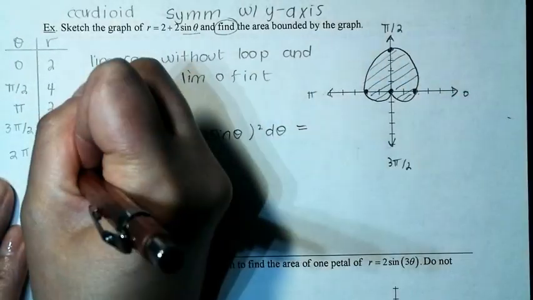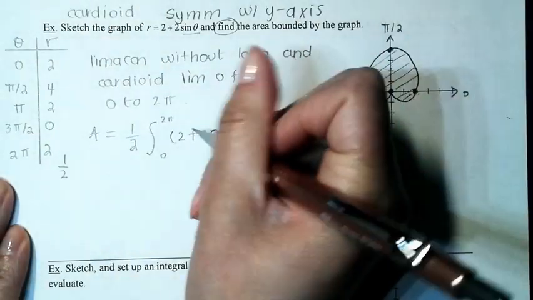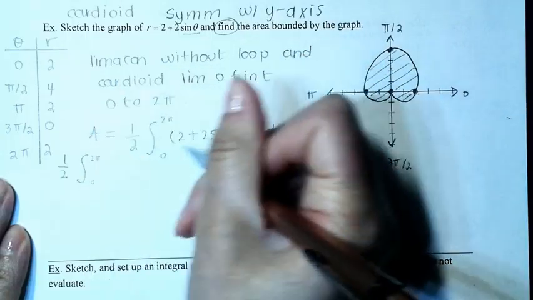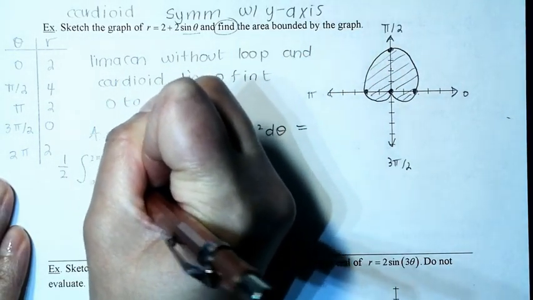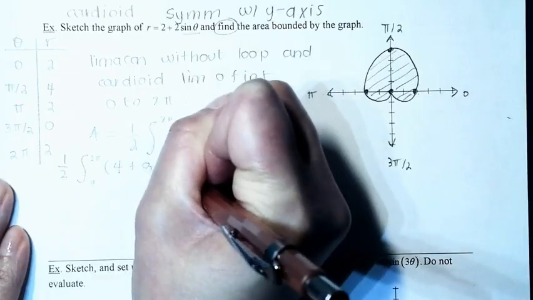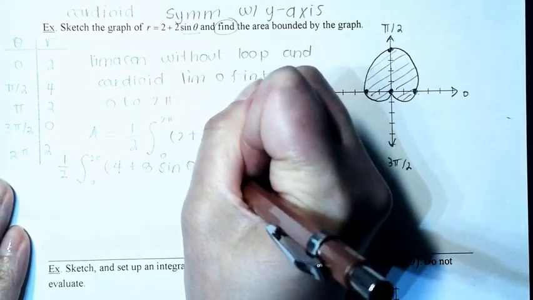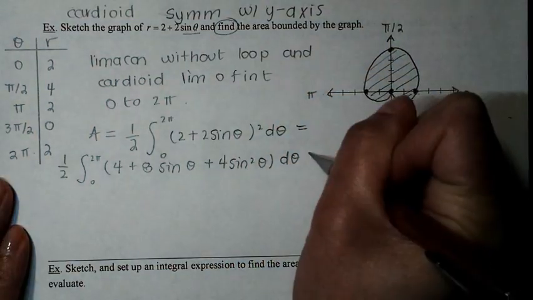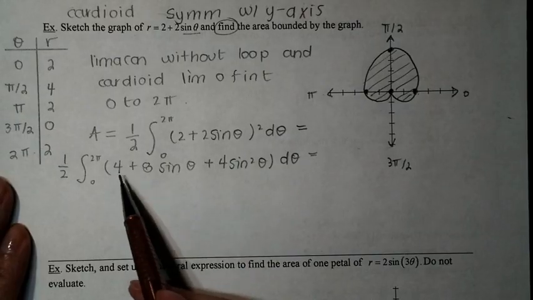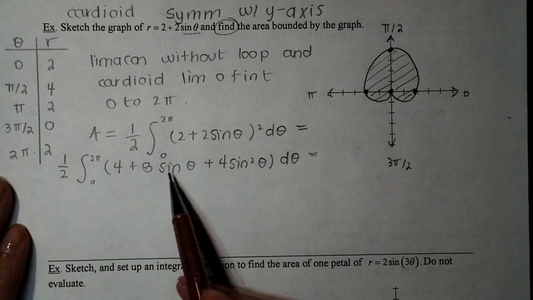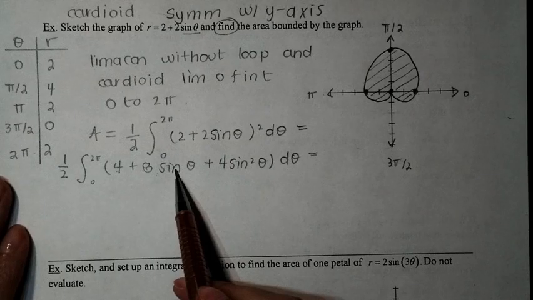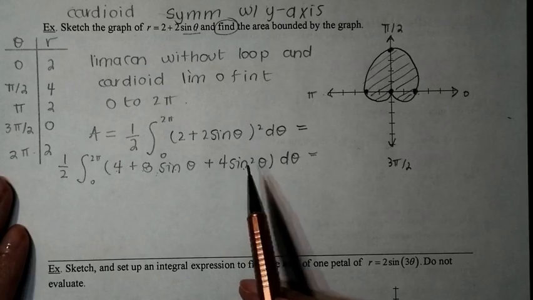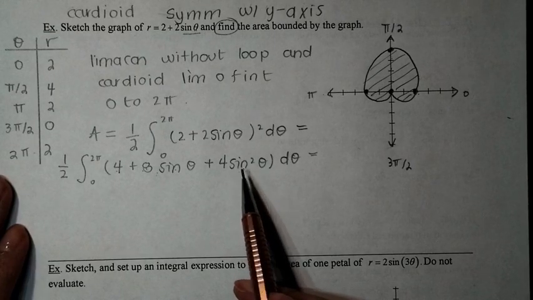Let me write it here: 1/2, and then the integral from 0 to 2 pi, and when you expand it, it's going to be 4 plus 8 sine of theta plus 4 sine square theta d theta. This one is nice to integrate because it is a constant. This one has the constant and you can use the formula for sine of theta, but this one is not user friendly. So what are you going to do? You're going to use the half angle formula.